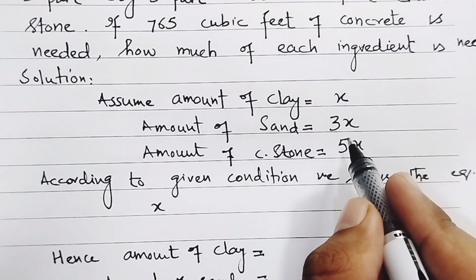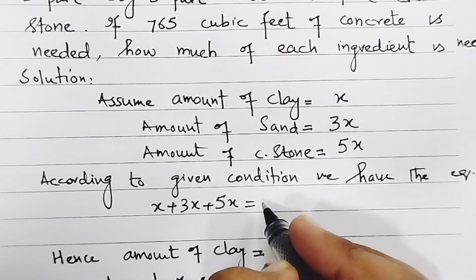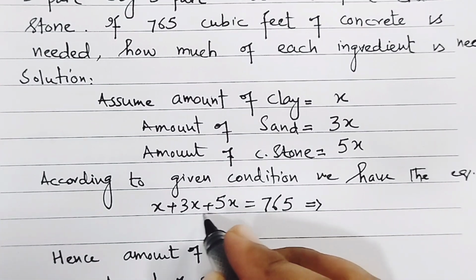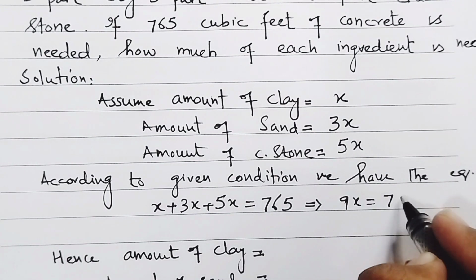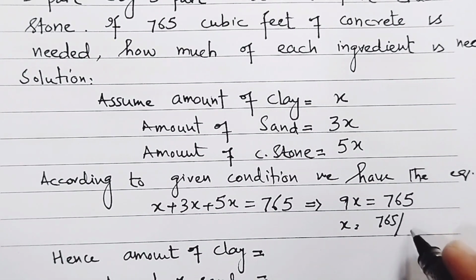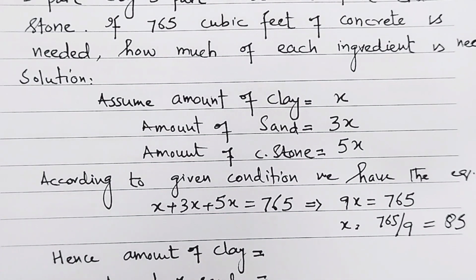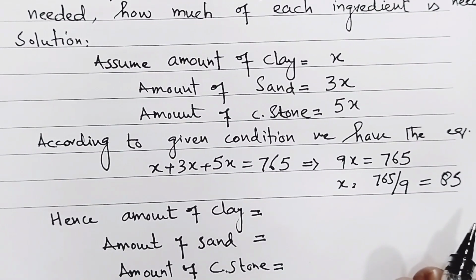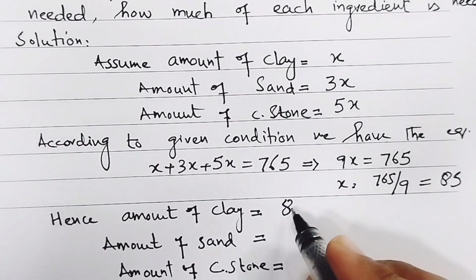That is, this part plus this part plus this part is equal to 765. So from here we have 5 and 3 are 8, 8 plus 1, 9x is equal to 765. So we have the value of x: 765 over 9. So the answer is equal to 85. Hence we calculate the amount of clay, which is x. So the amount of clay is 85.